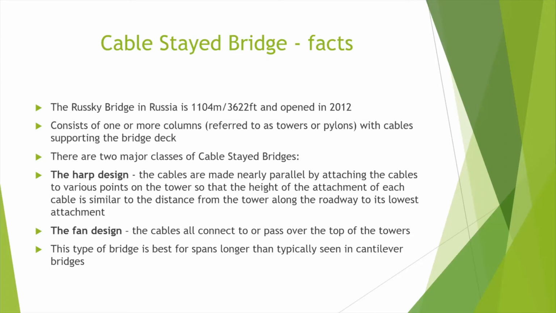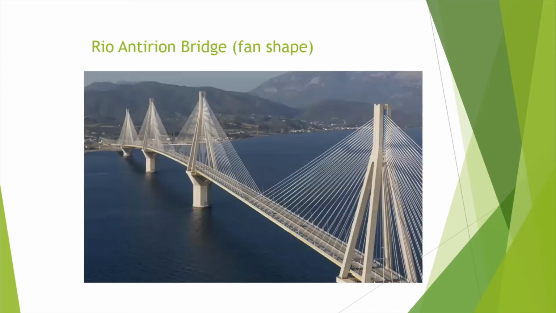And then the fan design, the cables are all connected to or pass over the top of the towers. And this type of bridge is best for spans that are longer than those typically seen in cantilever bridges. These are really long span bridges. So one of the examples there is the Rio Antirian Bridge. That's fan shaped. You can clearly see the fan shape there on that bridge. You can see the length of the bridge as well as it goes along. It's a very long bridge.